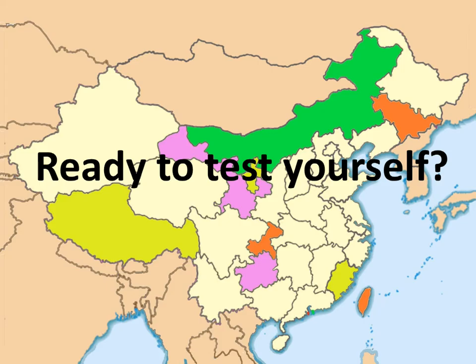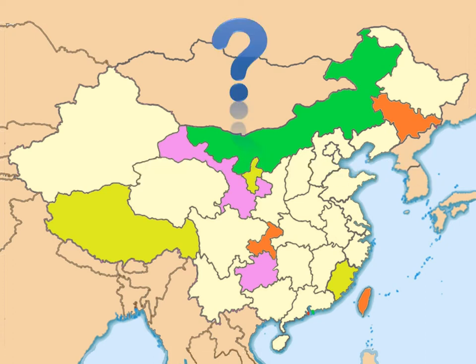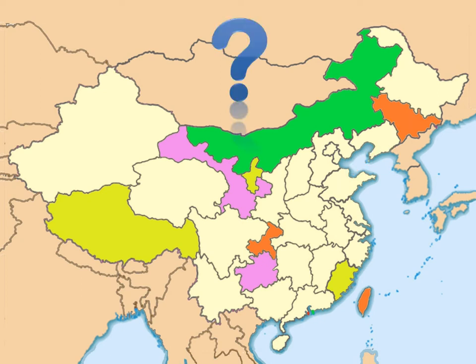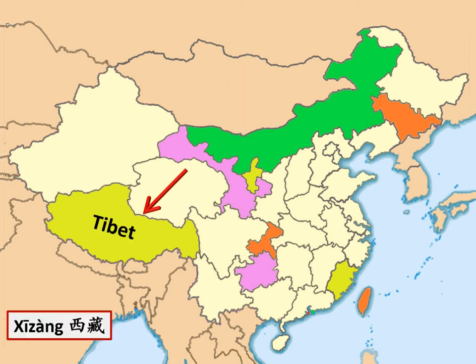Okay, ready to test yourself? What province gets its name from a Chinese rendition of the Manchu phrase, along the river? 吉林. This autonomous area is one of the four exceptions that in English do not use the Chinese name. Informally, it is sometimes known as the roof of the world. What is its name? Tibet.